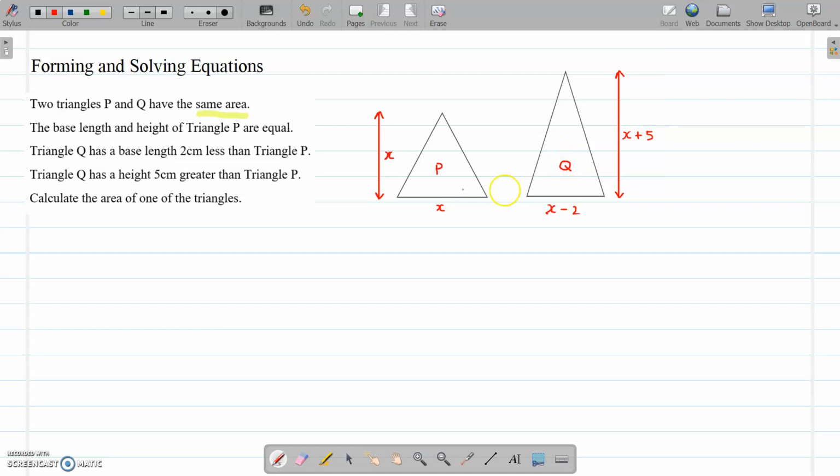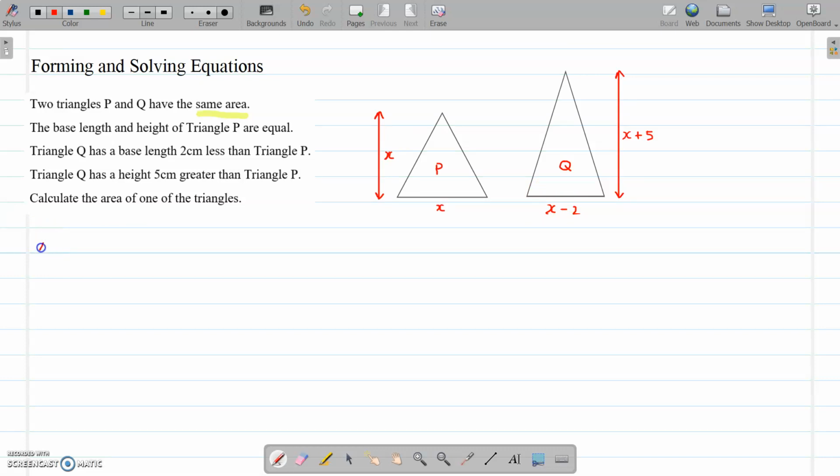So that's the situation outlined with these diagrams and a bit of algebra. Now, you've got to calculate the area of one of the triangles, but you need to find out what x is before you can do that, and you need to solve an equation. Well, you know that the areas are equal, so let's make an expression for the area of P and the area of Q and set them equal to each other.